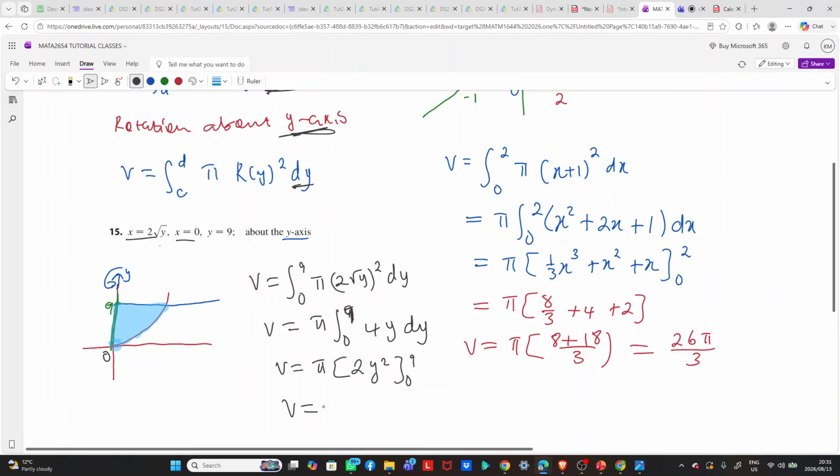So basically we find the volume to be, if you plug 9 here, 9 squared. What is 9 squared? 81. Then multiply that by 2. So you get 162 pi. So that is what we're going to get.